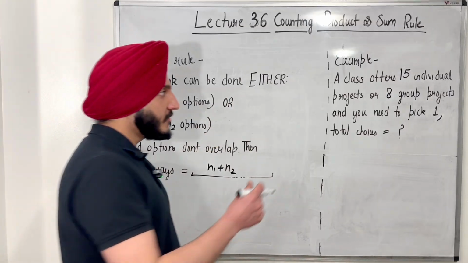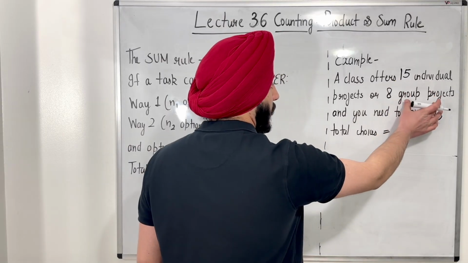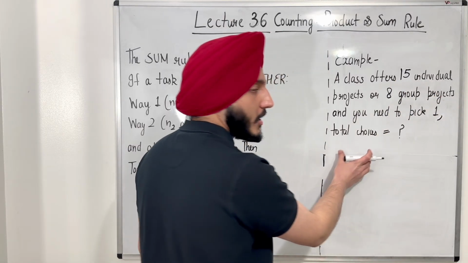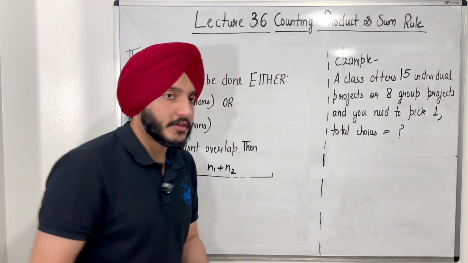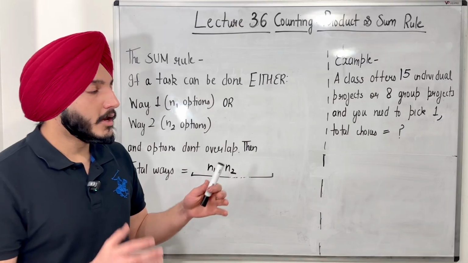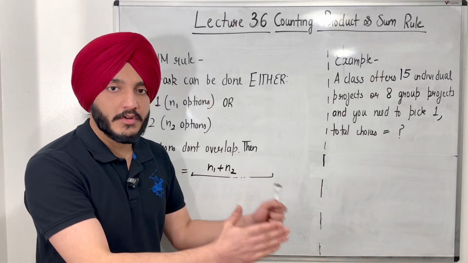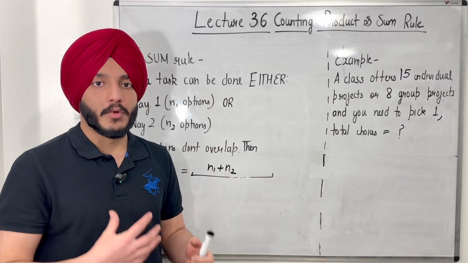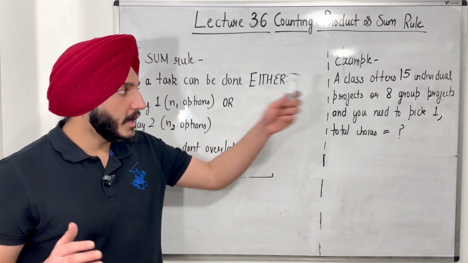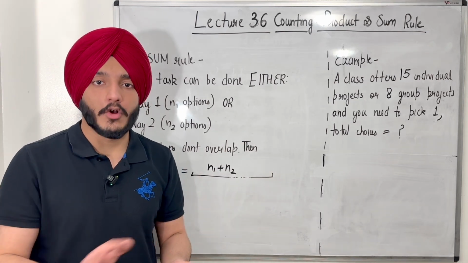A class offers 15 individual projects or 8 group projects, and you need to pick one. So what would be the total number of choices you have? Think about this. Let's say you're working in a class. Your professor offers that you can either choose one of the 15 individual projects, if you're working alone, or, if you're working in a group, you can pick one of the 8 group projects, but you cannot pick both.